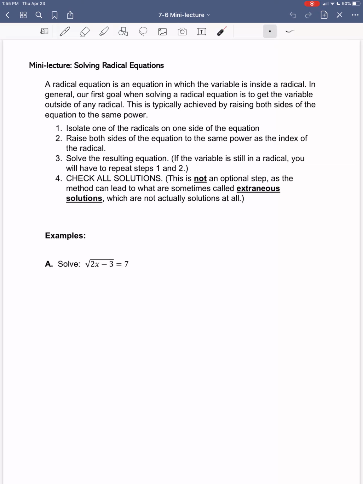This is really making use of a property that says essentially if x is equal to y, then x to the n is equal to y to the n. And so I raise both sides of the equation to the same power. Here I raise both sides to the nth power, and that typically is going to work. These are the steps you can think of as you're solving one of these.